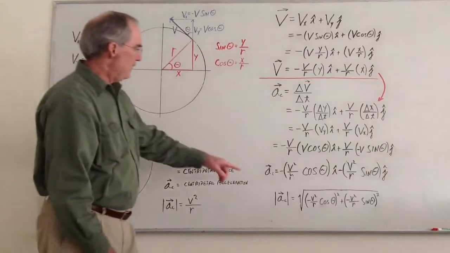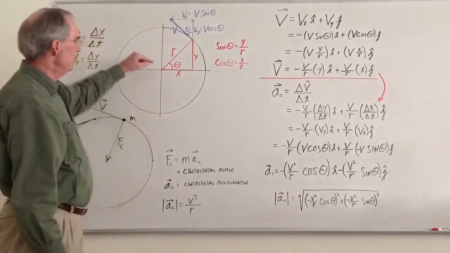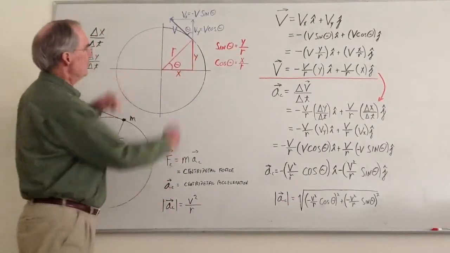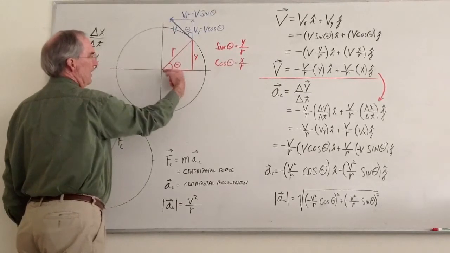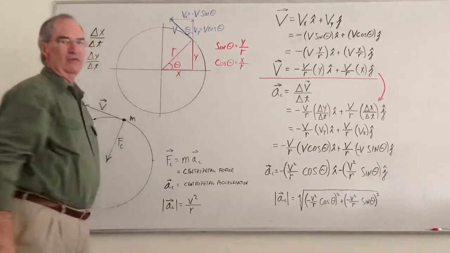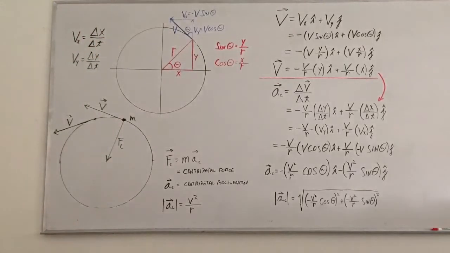One last little comment. Notice that both of these signs ended up negative for acceleration in the position that we have here. And that's right. That force is acting in the negative x direction, this way, and in the negative y direction. So our signs came out correct, and we have the magnitude of centripetal acceleration and centripetal force.